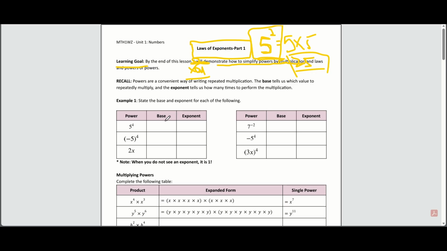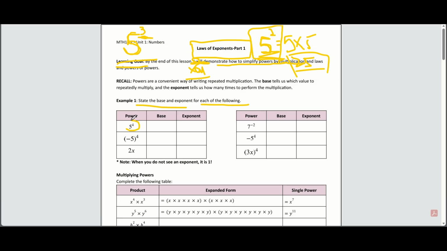So let's try this first question where we have to state the base and exponent for each. As we just talked about, the base is the number at the bottom, the number being squared or cubed. Cubed basically means 5 to the power of 3. So this is our base, and cubed means to the power of 3. That's our exponent. 3 is our exponent.